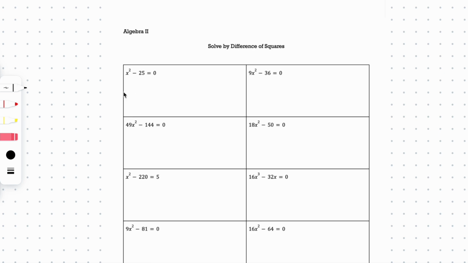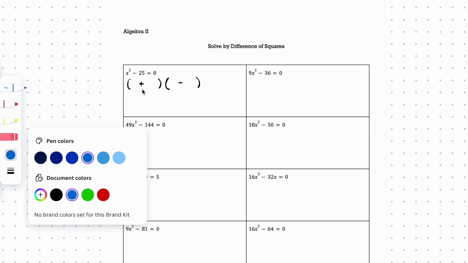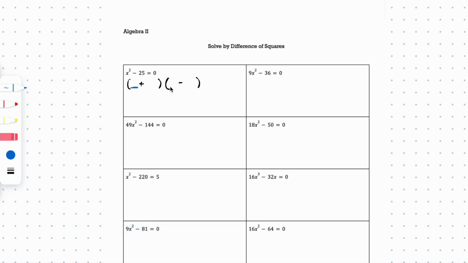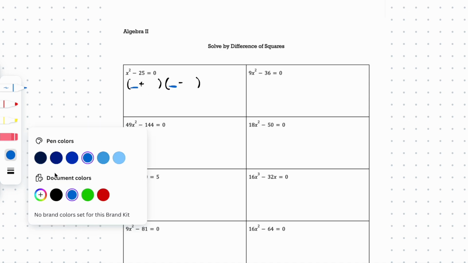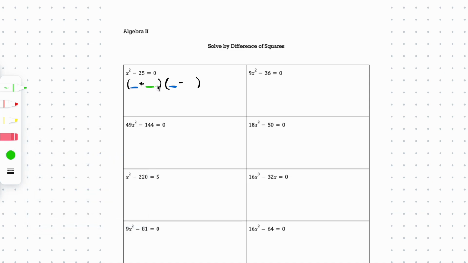Now I'm going to solve this one, and then I'm going to work backwards, okay? In a difference of squares problem, we don't have a b term. That's because the b terms cancel out. So we're always going to have something where we add two values and then we subtract those same two values. Whatever is here is going to be here, and whatever is here is going to be here.